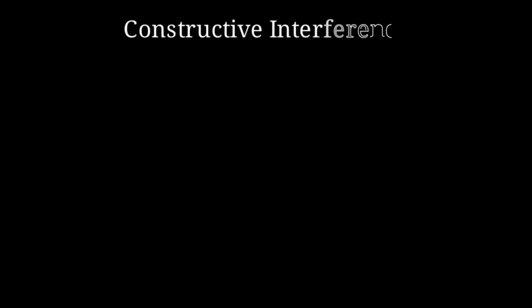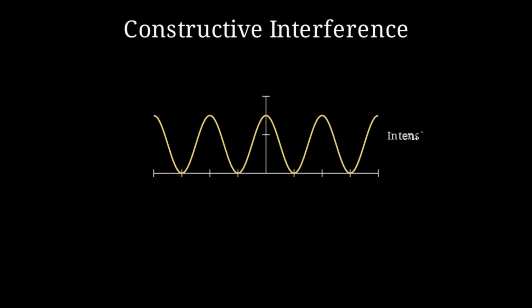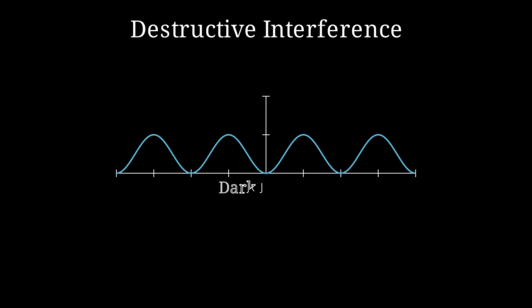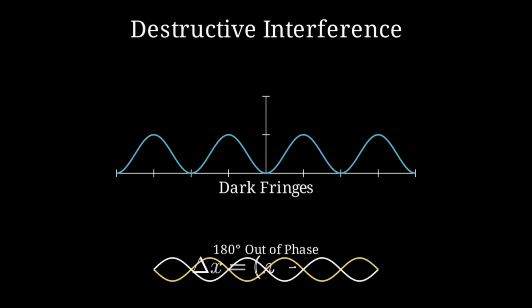Constructive interference occurs when the path difference is an integer multiple of the wavelength, lambda. This results in bright fringes on the screen at positions y equals n lambda D over d. Destructive interference happens when waves arrive out of phase, specifically at half-wavelength intervals. This creates dark fringes where the light waves cancel each other out, resulting in zero intensity.